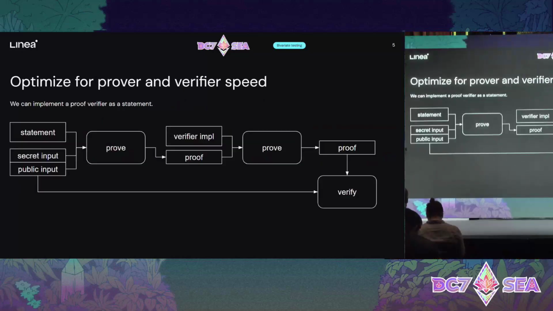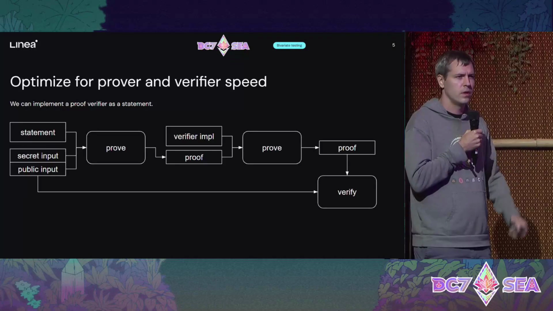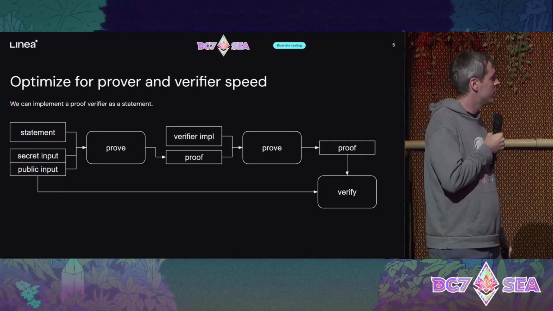So what should we do? We have fast provers, we have fast verifiers, we have slow provers, we have slow verifiers. So we can just combine different approaches. We can combine the approaches because one of the statements we can prove is the verifier implementation for the fast prover.